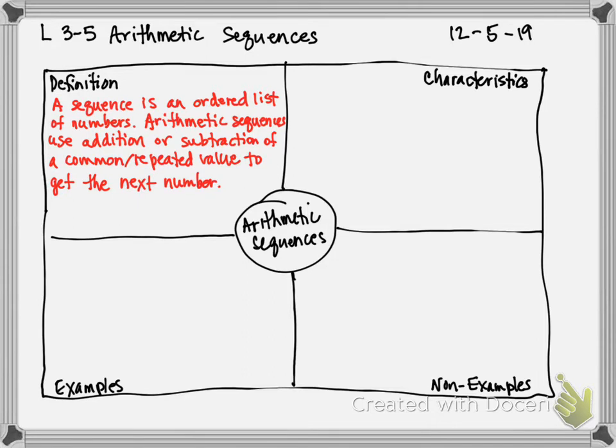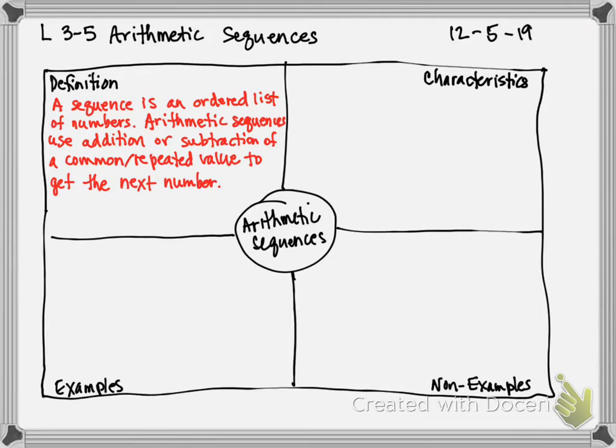There's another one that uses multiplication or division. Does anyone know what that's called, Trevor? Geometric. Now, we don't study that as much, but arithmetic sequences fall in line with linear equations because of that constant value that they are growing by. So that's why it came into chapter 3.